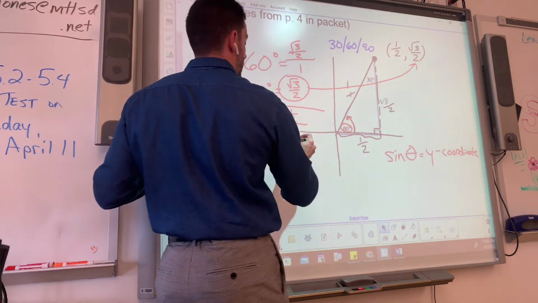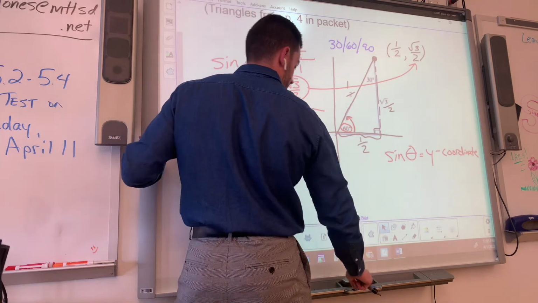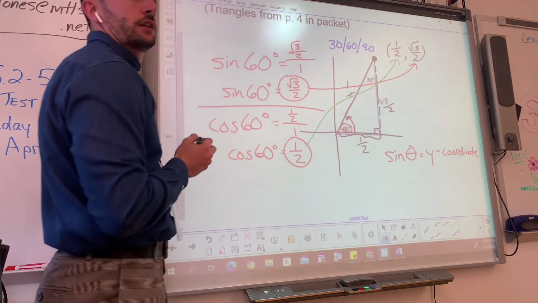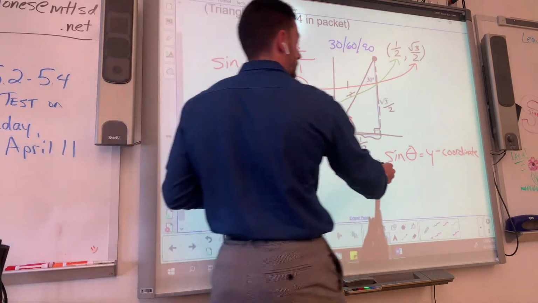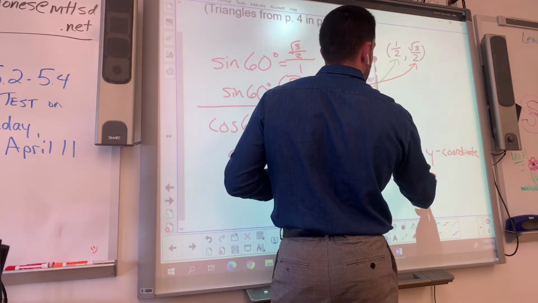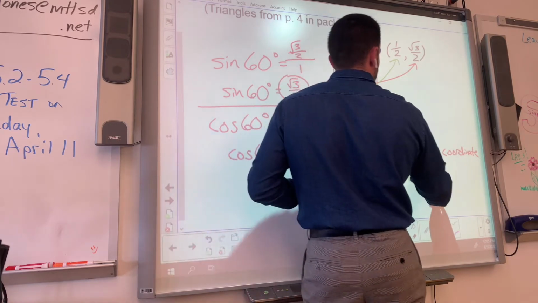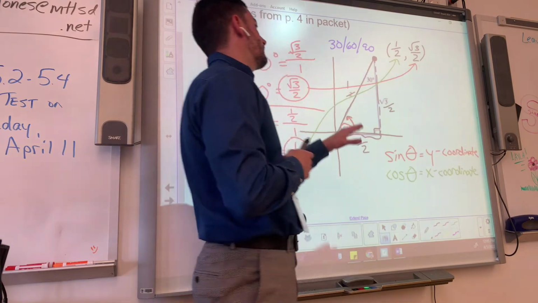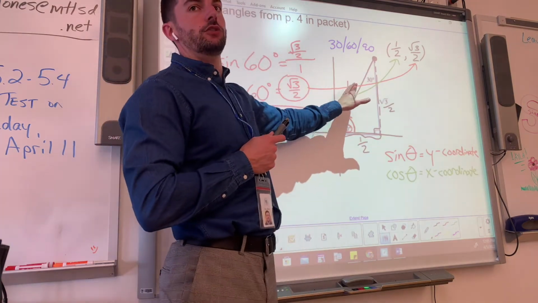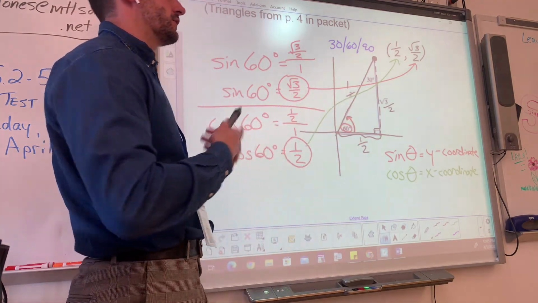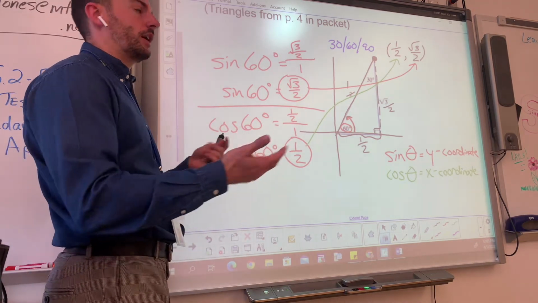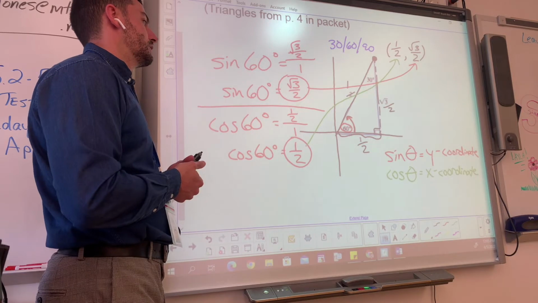And so what's 1/2? 1/2 is my x coordinate, right? And so that's the same thing with cosine. Cosine of any angle on your unit circle would just be the x coordinate of that point. And that really only works because my hypotenuse is 1, right? So anything over 1 is just itself. When we look at the unit circle, the hypotenuse or the radius is always 1. So that's why it works.